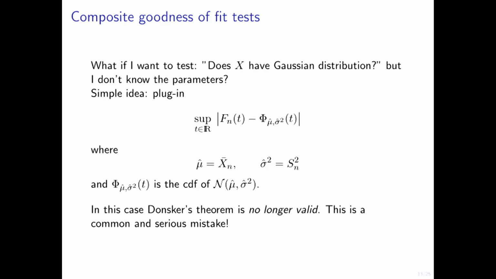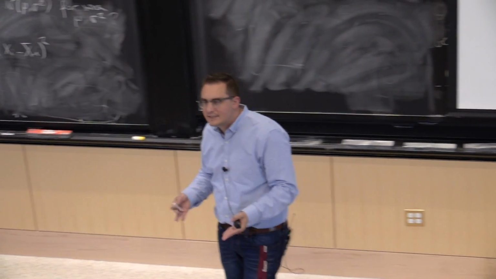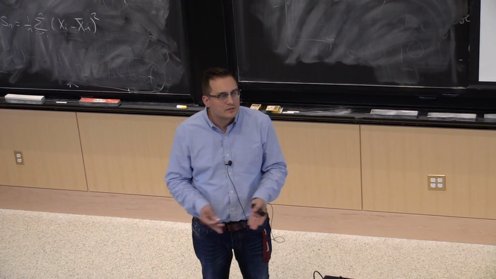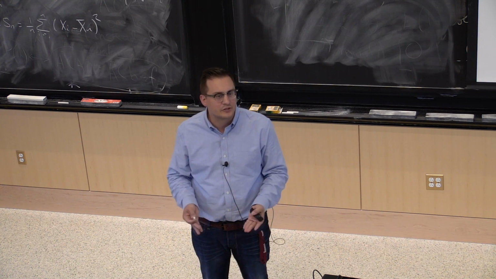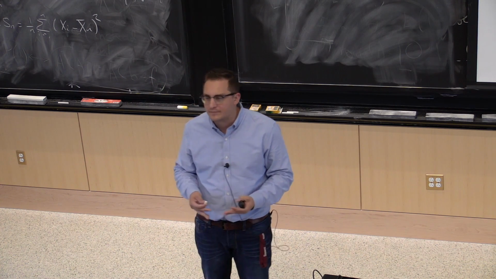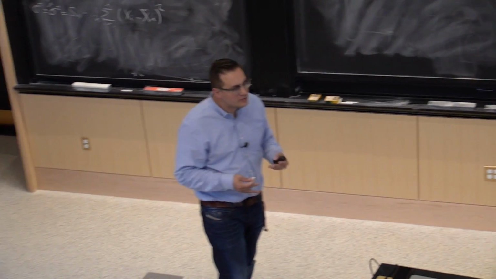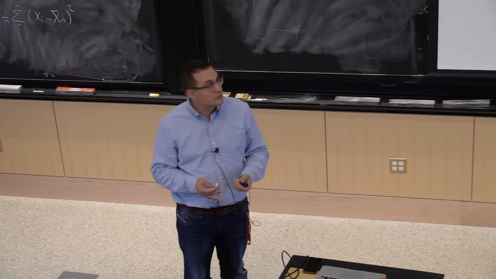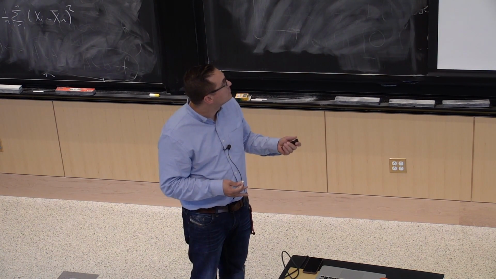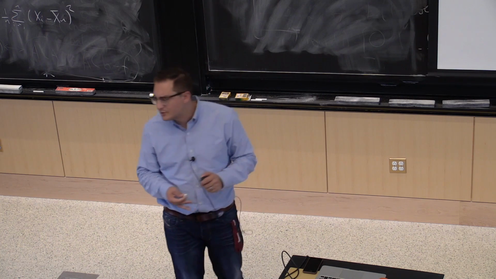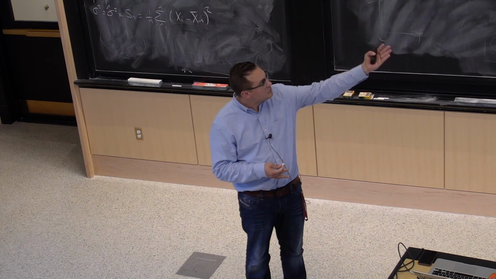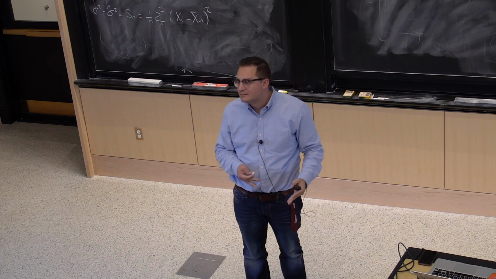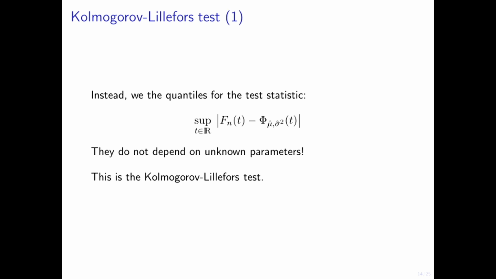However, the distribution is not the same as the one with fixed mu and sigma. The fact that they come from random variables is distorting the distribution itself. In particular, the quantiles are going to be distorted, and we hinted at that last time. So we compute the quantiles for this test statistic, and what I need to promise you is that these quantiles do not depend on any unknown parameter, right?